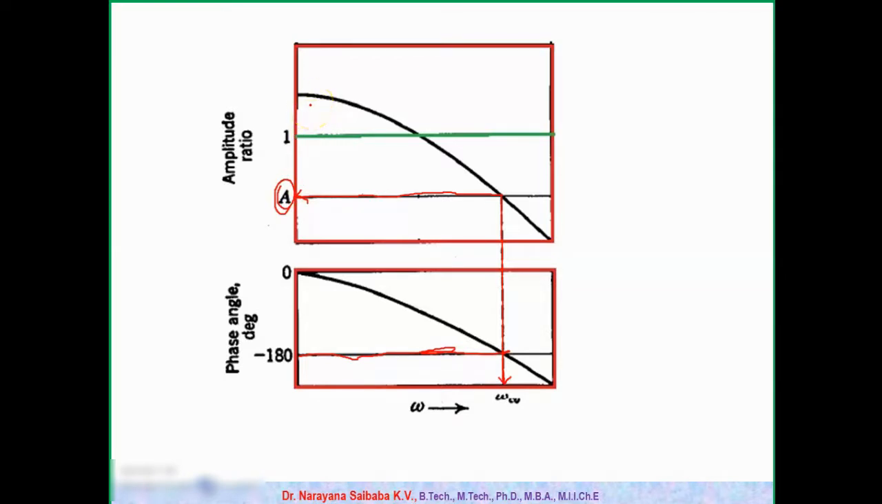This is how we determine the stability of systems by using the Bode stability criterion. Very simple, only two steps. First we have to determine the crossover frequency. Then at the crossover frequency, we calculate the corresponding AR value. If the AR value is less than 1, the system is stable. If it is greater than 1, the system is unstable.